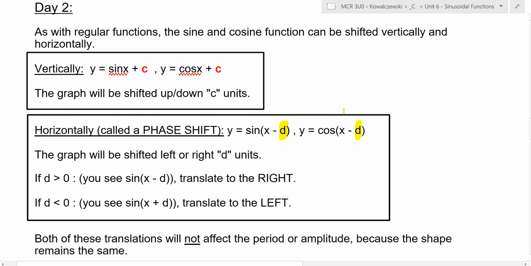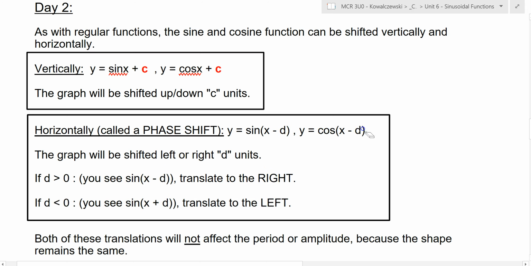So remember that horizontal transformations occur inside the function. Just remember that it's always kind of the opposite of what it looks like. So if you see x minus d, such as x minus 2, that actually means you're going to be shifting to the right 2. If you see something like x plus d, that actually means that your d value is negative and you'll be shifting to the left.